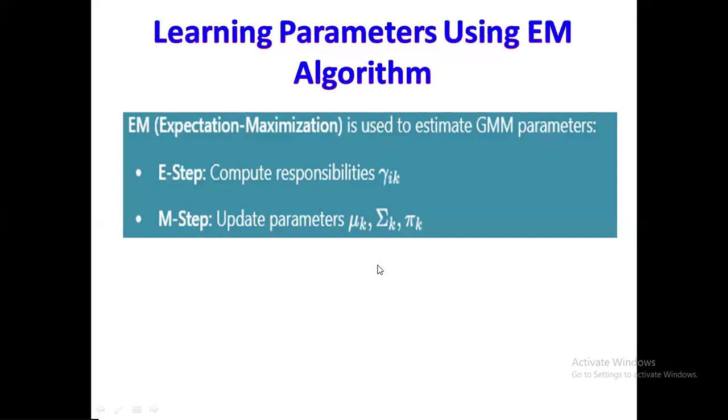The algorithm alternates between two steps: expectation step, E step, and maximization step, M step. In the E step, the algorithm estimates the probability that each data point belongs to each of the Gaussian components. In the M step, it updates the parameters of each Gaussian using the probabilities computed in the E step. This process continues iteratively until the model converges to a stable set of parameters.